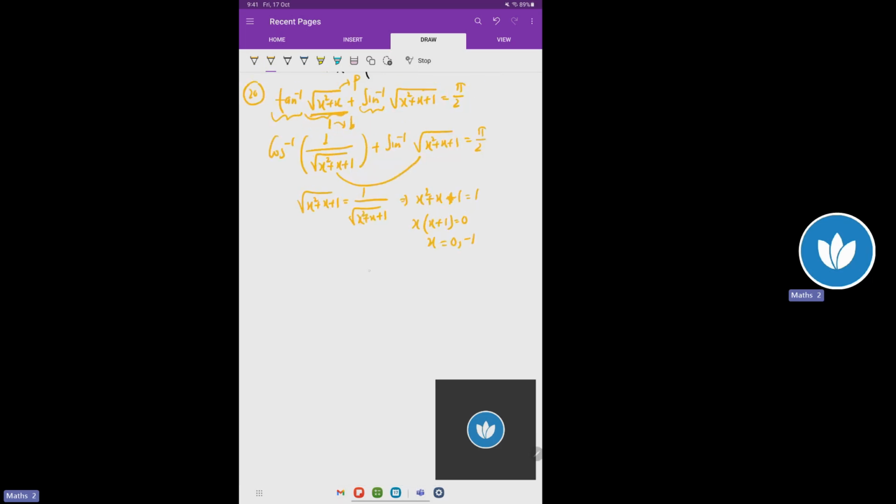If you put 0, you can see the LHS after putting 0. So this is 0 plus pi by 2, which is equal to pi by 2. Yes, this is okay. You can also check with minus 1. So 0 plus pi by 2, I think. Yes, so this is equal to pi by 2. This is also okay. Both are acceptable solutions. It means two solutions.